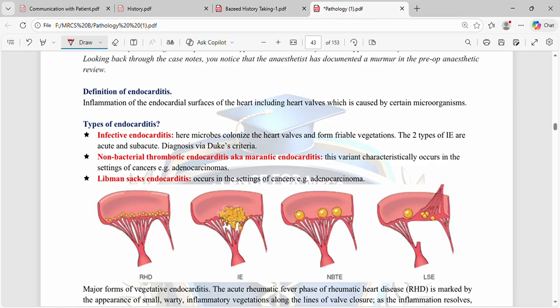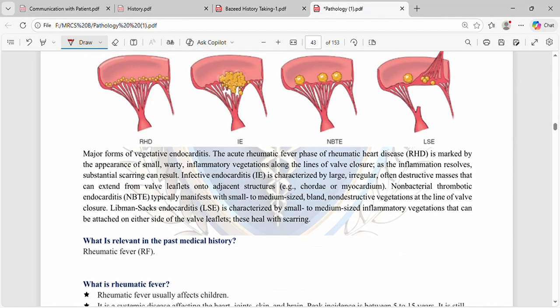Non-bacterial thrombotic endocarditis, also known as marantic endocarditis. This variant characteristically occurs in the settings of cancers, adenocarcinoma. Libman-Sacks: okay, so these are two non-infective types, but for Libman-Sacks, here they have written that it's because of adenocarcinoma or cancer, but it's not like that. It is mostly related to SLE, systemic lupus erythematosus. So Libman-Sacks endocarditis is because of SLE, and non-bacterial thrombotic endocarditis, also known as marantic endocarditis, characteristically occurs in cancers like adenocarcinoma.